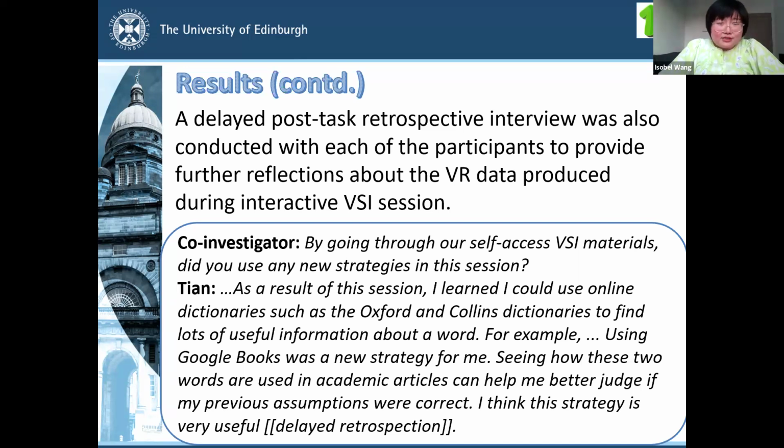And Tian responded. She said, as a result of this session, I learned I could use online dictionaries, such as the Oxford and the Collins dictionaries, to find lots of useful information about a word. For example, using Google Books was a new strategy for me. Seeing how these two words are used in academic articles can help me better judge if my previous assumptions were correct. I think this strategy is very useful.